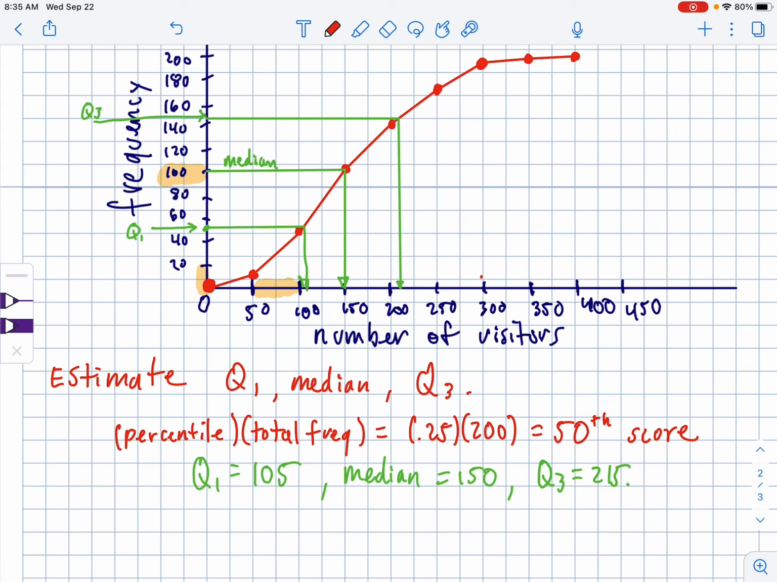So that's part of the 5-number summary. It's the quartiles: the lower quartile, median, and upper quartile. Now, what else do they want us to do with this?